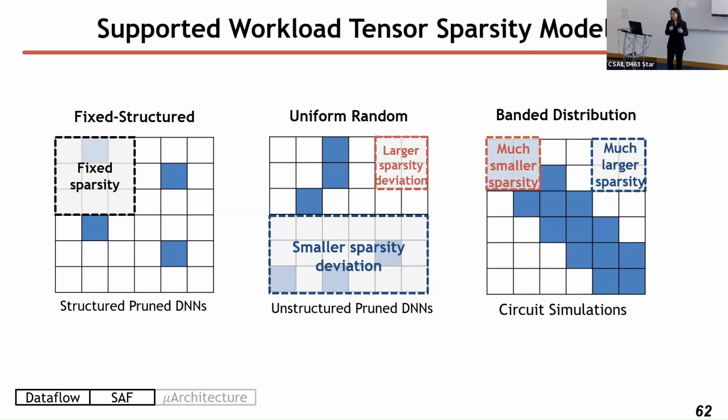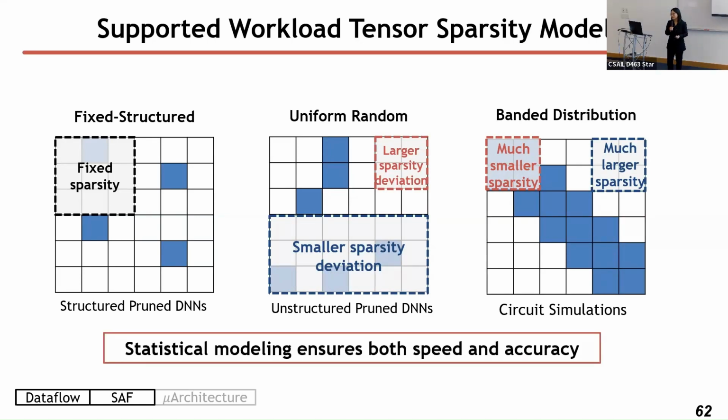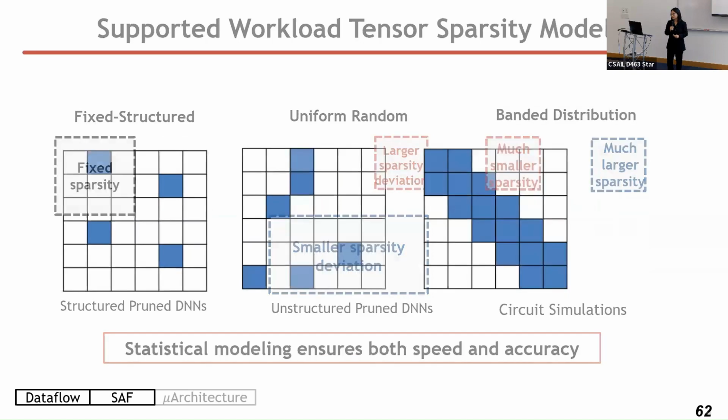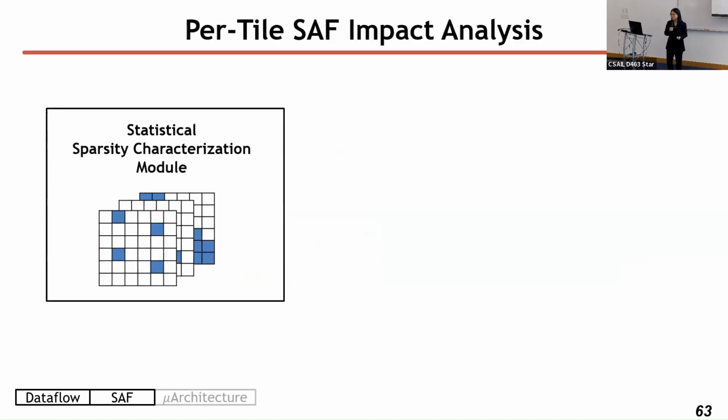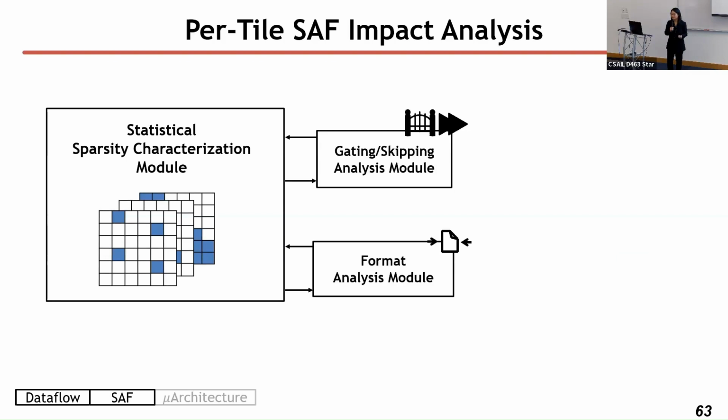So by allowing us to model the workload tensor and tile tensors sparsity characteristics in a statistical fashion, Sparseloop is able to maintain or ensure both the speed and accuracy of our modeling. And more specifically, in our internal implementation, we have a statistical sparsity characterization module that serves as the basis for two independent SAF analysis modules, gating skipping analysis and format analysis. We separate the SAF analysis to further reduce the complexity of our modeling.